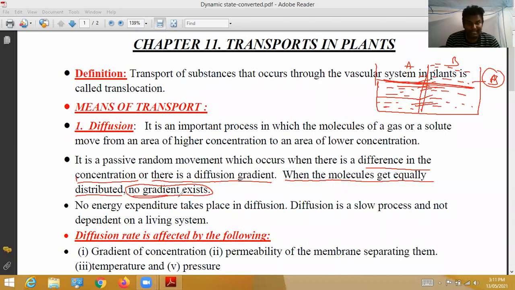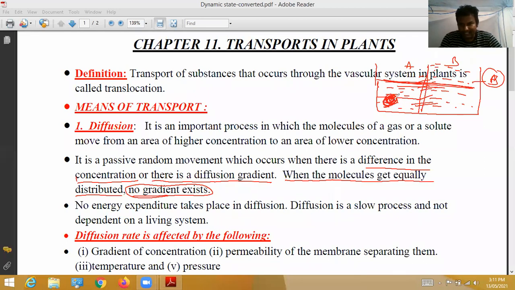No gradient exists means what? So locally some factors will be there. Some factors will disturb the diffusion process. That is, the gradient of concentration. Against the concentration gradient. Okay, see here.